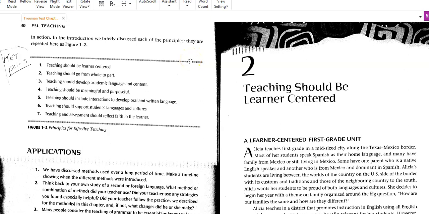Hi everyone, this is a quick review of Chapter 2 for TESOL Methods. The chapter focuses on learner-centered teaching, and it's pretty easy to understand.